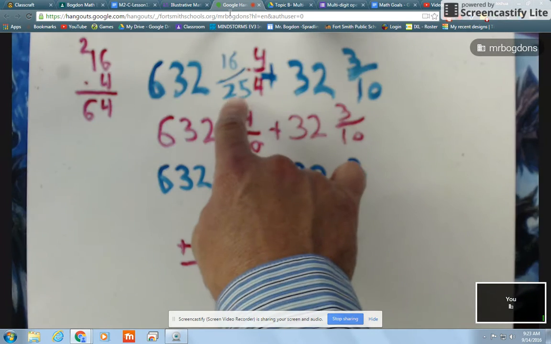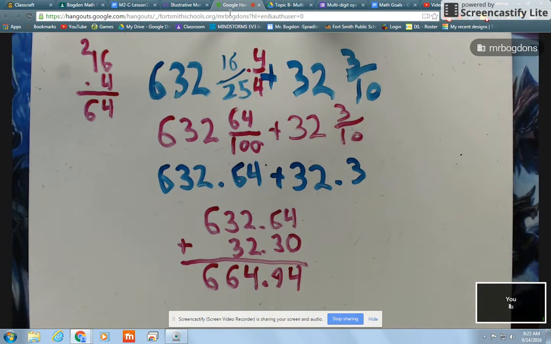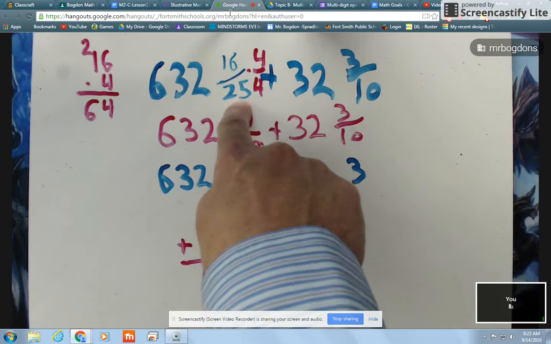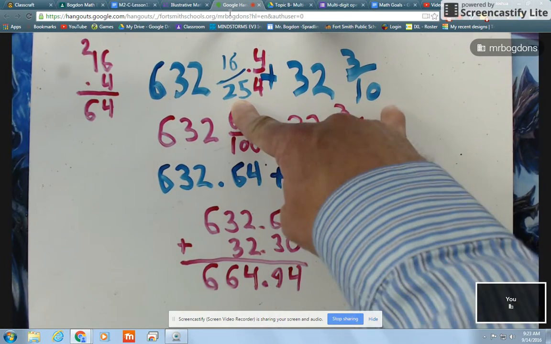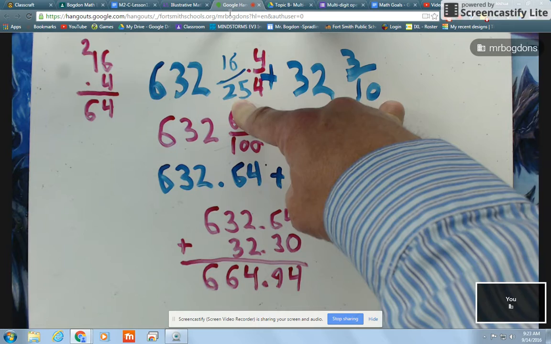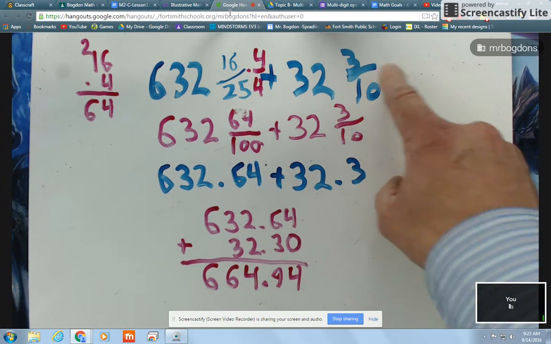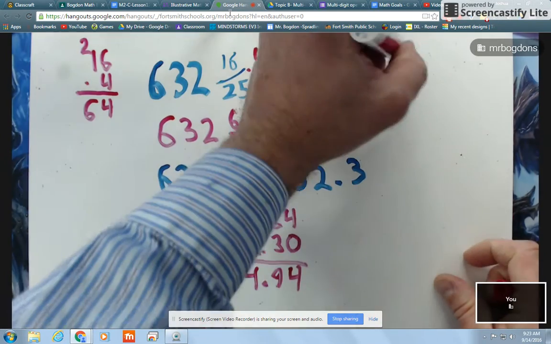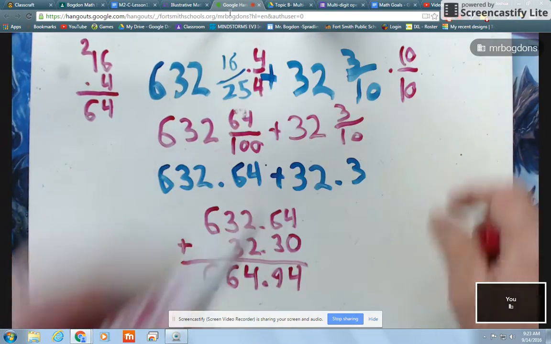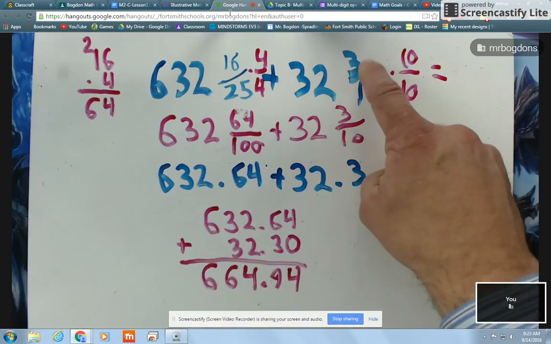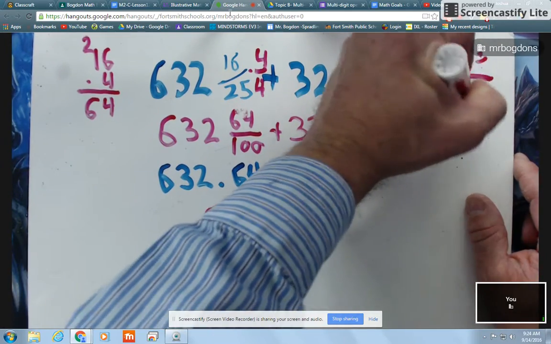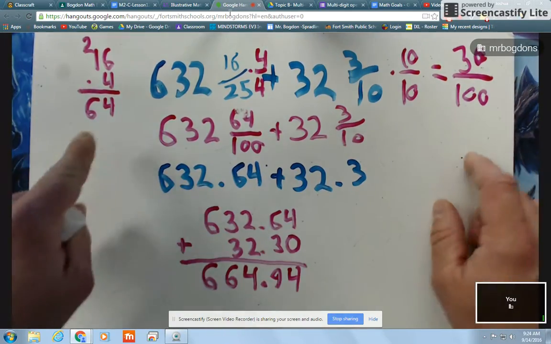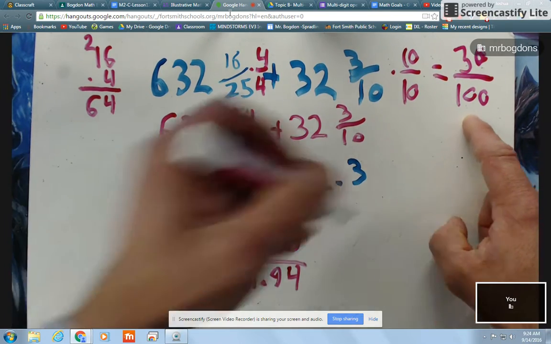Just to show you guys, what if I totally forgot about the decimal form and I said, okay, well, I need to find a common denominator. What's the common denominator between 25 and 10? 100 is. So if I multiplied this by 10 over 10, what would this be? 3 times 10, 30. And then this would be 100. So what is 64 hundredths plus 30 hundredths?